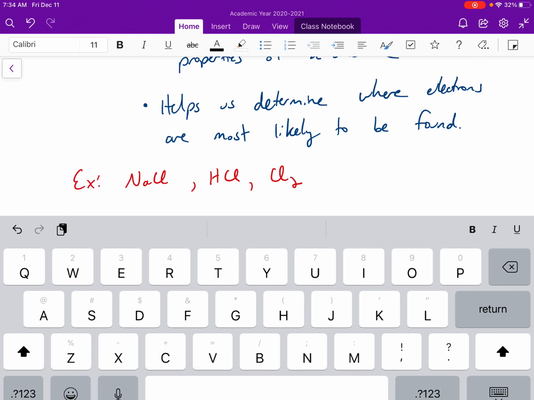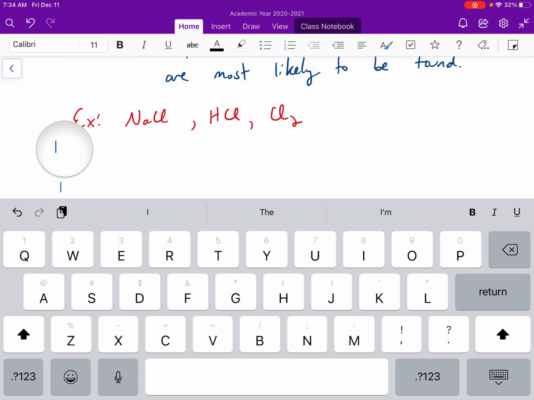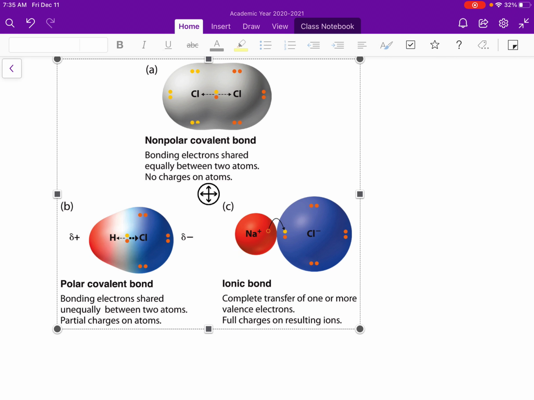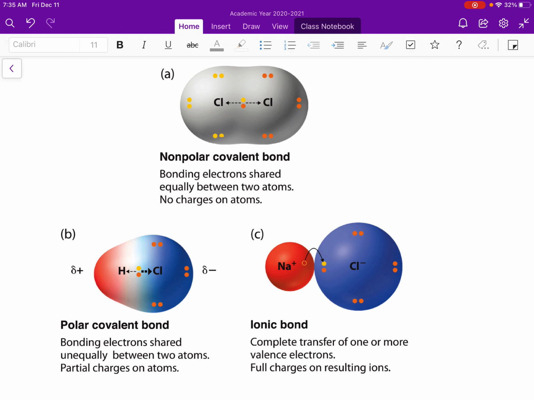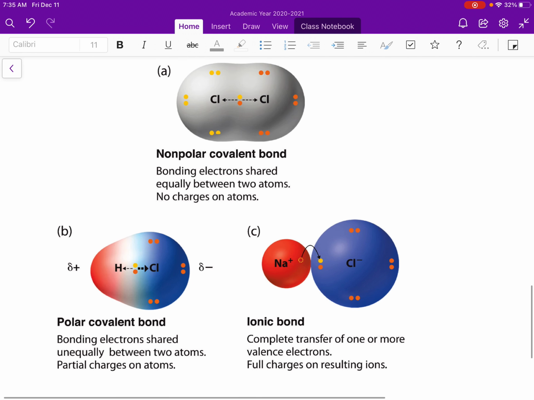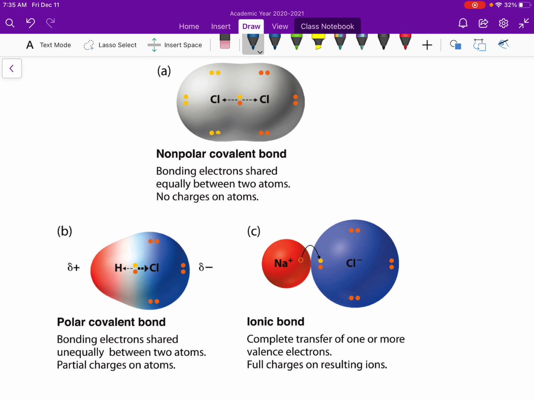Okay. And we're going to look at how these things bond. So take a quick look at this. Now, we have 3 options. We have nonpolar, we have polar, and we have ionic. So what's the difference here? Look at these electron clouds.